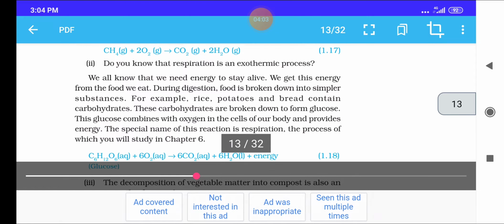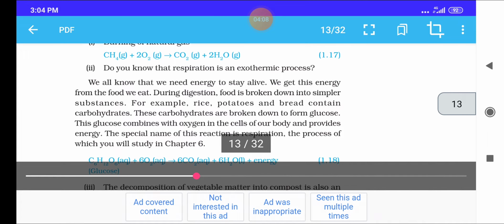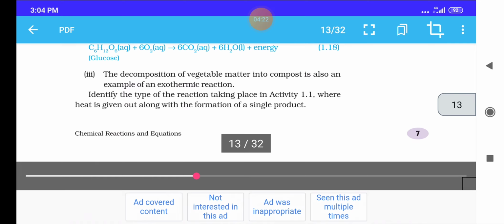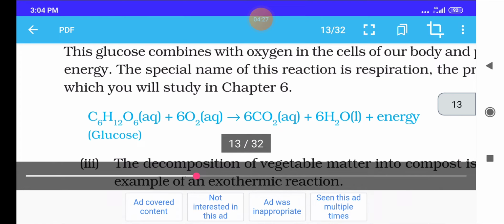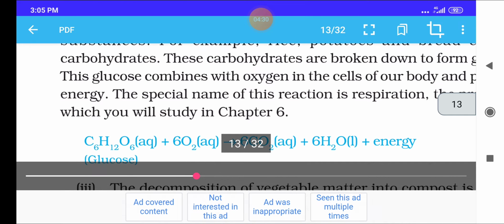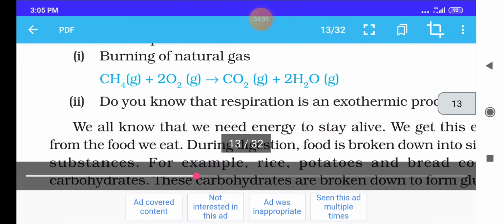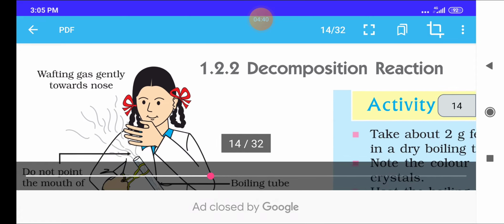Then another is burning of methane and glucose with the help of oxygen to form carbon dioxide and water. This is the respiration reaction. Glucose react with the oxygen to form carbon dioxide, water, and energy. This is the respiration, also exothermic reaction, because the heat is involved in this reaction. Any carbon hydrogen containing compound burn with the oxygen, oxidize with the oxygen, always to form carbon dioxide and water.